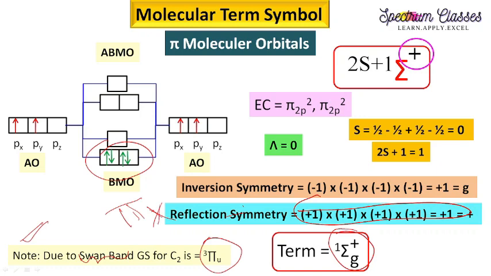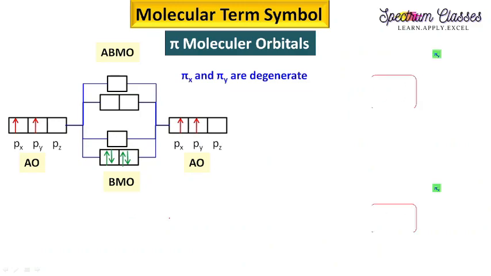I will discuss in detail the reflection symmetry in the pi orbitals. That is very, very important. Here this plus is correct, right? But this is an incorrect way to calculate the reflection symmetry if our electrons are in pi orbitals. So why it is so, that we are going to discuss here.